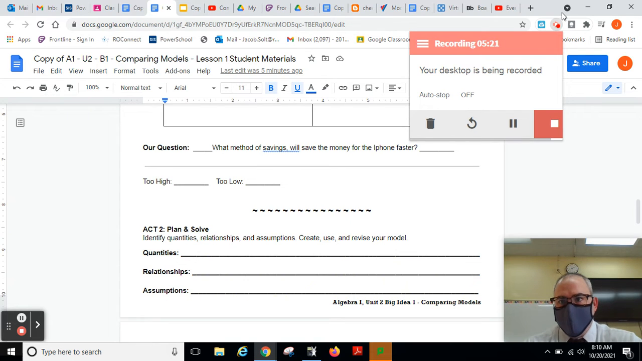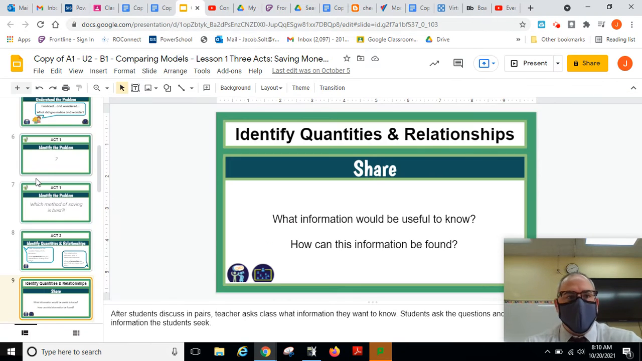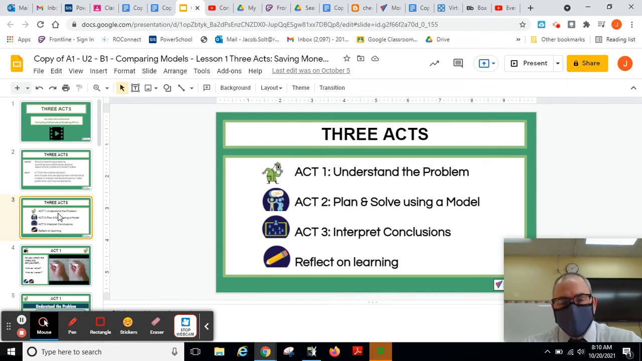Okay, so you've watched the video, and our question is, which method of savings is best, or which method of savings will save the money for the iPhone faster? You gave some estimates. So what we're doing here, we're trying to do this like a three-act type of solving approach. It has 3 steps. When we have a situation and we need to solve for it, we need to understand the problem, which is about reading the situation, thinking about what the situation is telling us, what pieces belong to the situation.